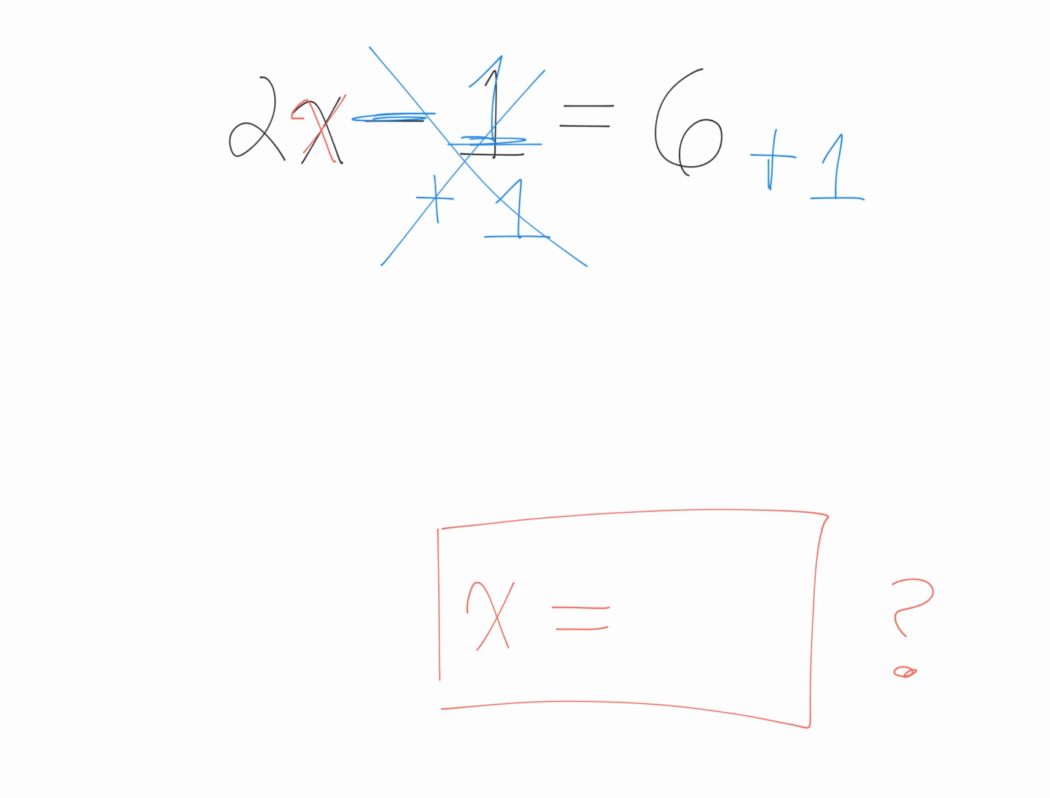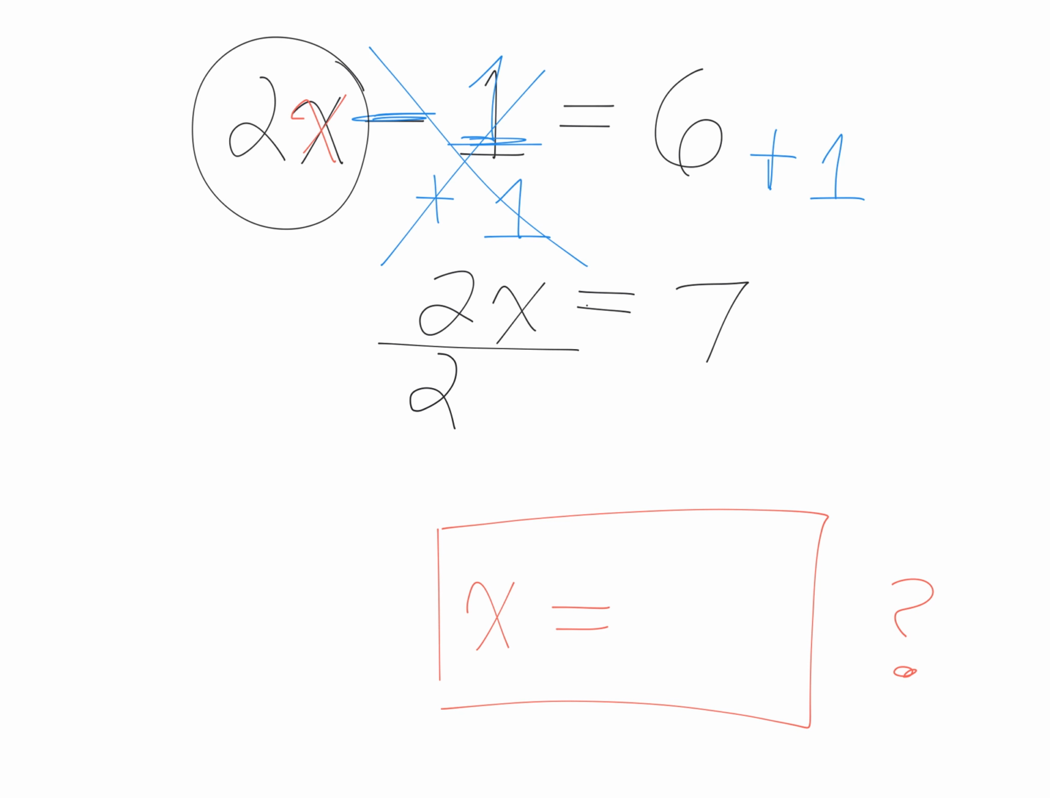So we have the 2x still, right? That's not gone. Equals, what's 6 plus 1? So now it says 2 times x. What's the opposite of multiplication? So what do we divide by? Divide by itself, divide by 2, because we're trying to get x by itself.